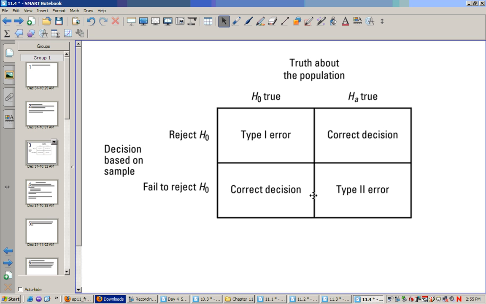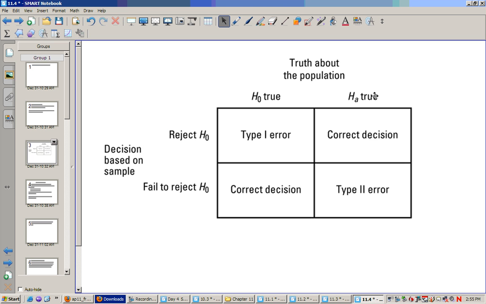Now, here's a little table to show what happens. So we have a decision that we base on a sample. We can either reject or fail to reject our null hypothesis. But there's some truth out there somewhere about the population. If the null hypothesis is true and we rejected it, that's an error. But if it's true and we failed to reject the null, then we know that's a correct decision.